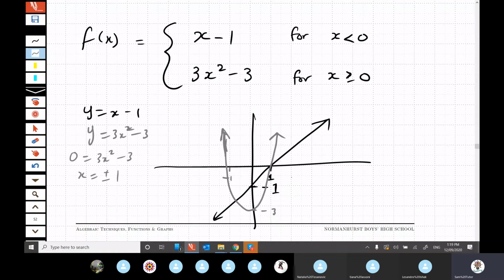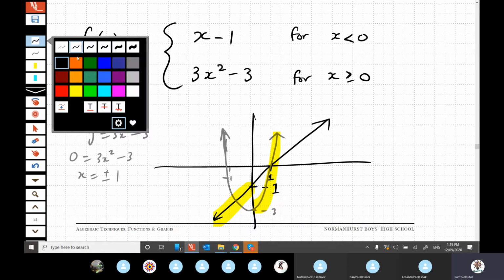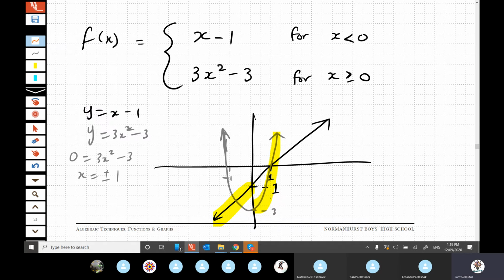Okay. Then we restrict. For x less than 0, it's got to be the black line. For x greater than or equal to 0, it's got to be the parabola. So your answer looks something like this. Pretty much everything that I did in yellow, just open circle. See, it's a line from there. It's including that. And obviously this function is not continuous.